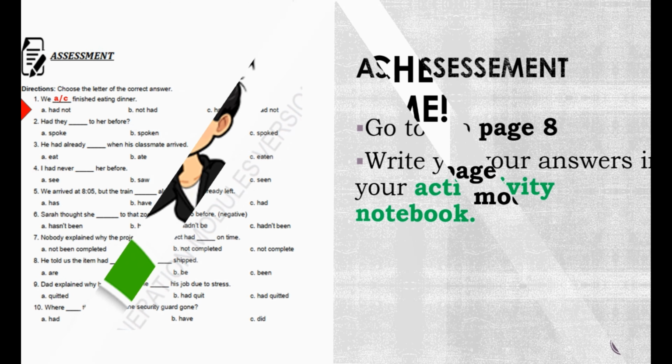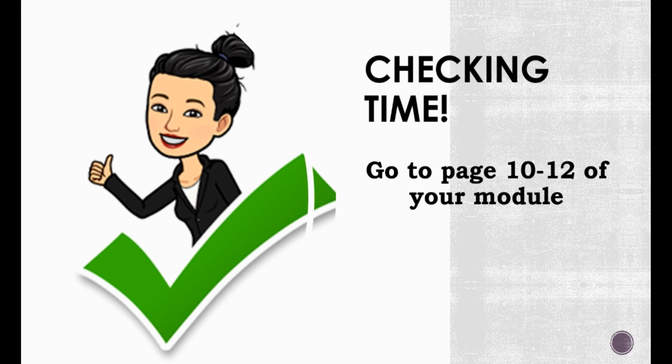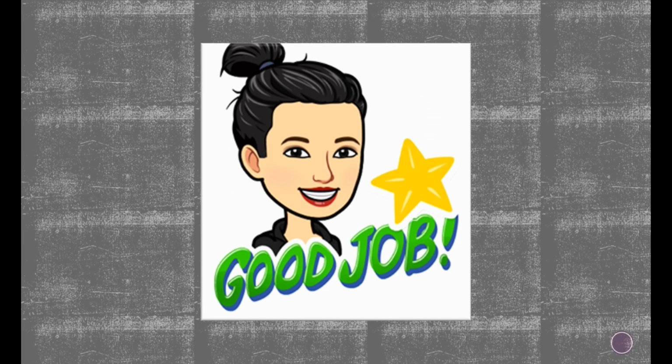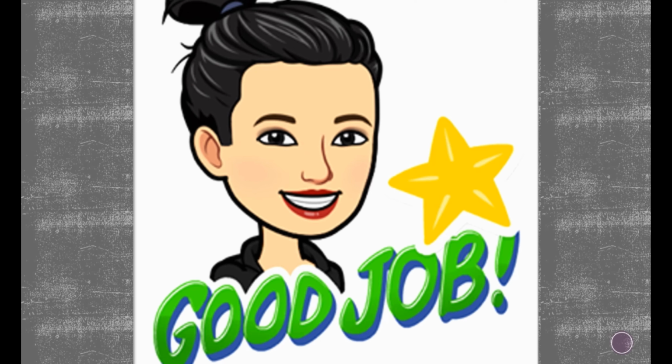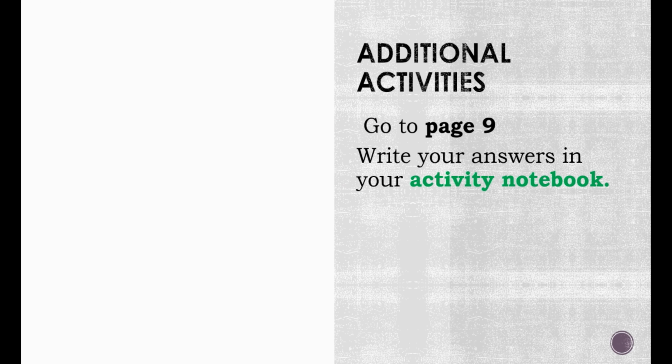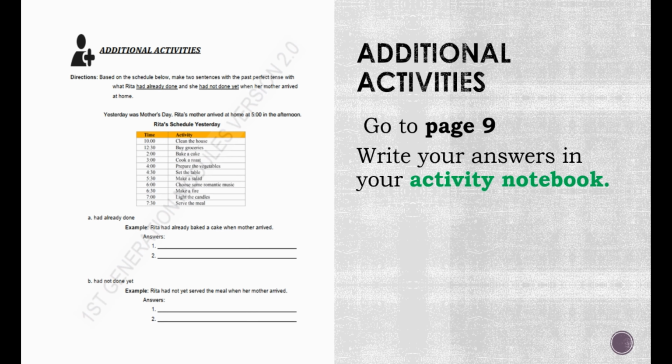Congratulations! Now you know how to use the past perfect tense. To make sure that you apply the lesson you just learned, I want you to do the remaining activities in this module. Go to page 9, additional activities. Based on the schedule below, make 2 sentences with the past perfect tense with what Rita had already done and what she had not done yet when her mother arrived at home.